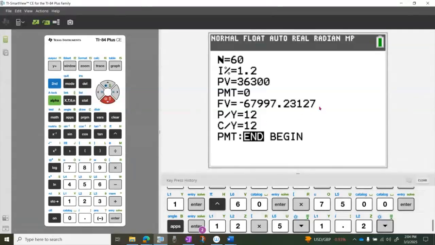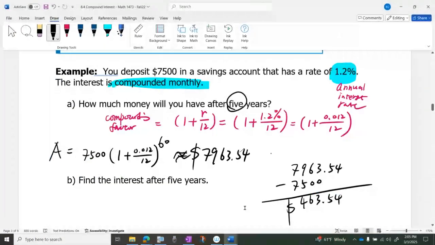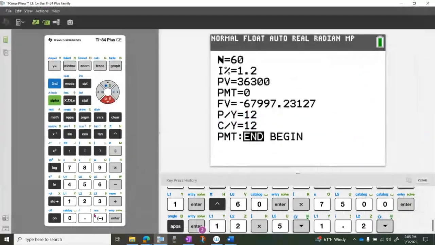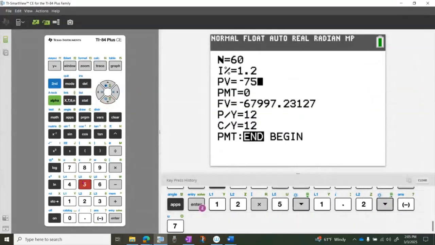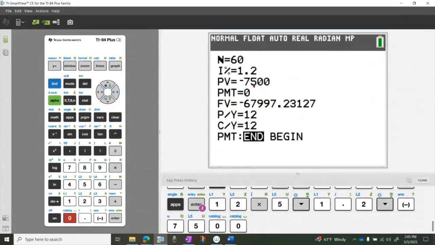PV, you should take notes, stands for present value. In your account, you have a $7,500 deposit at the very beginning, so 7,500. I put a negative sign, though you don't have to, because at the very beginning you put $7,500 in the account, so you have $7,500 leaving your pocket. You really do not have to worry about the sign. It will not affect you getting the correct answer.